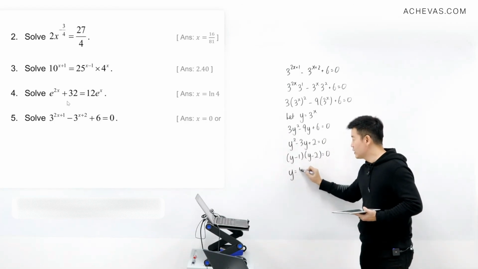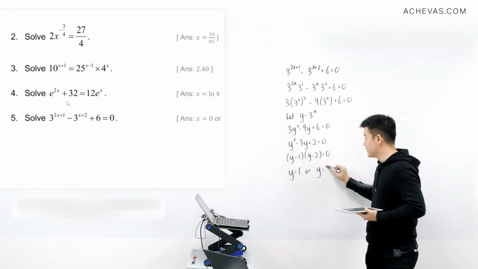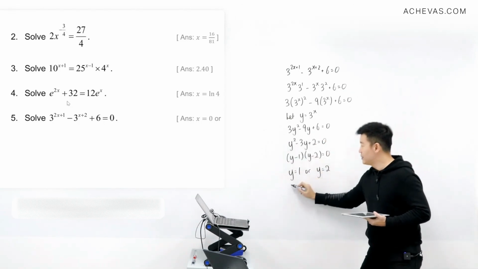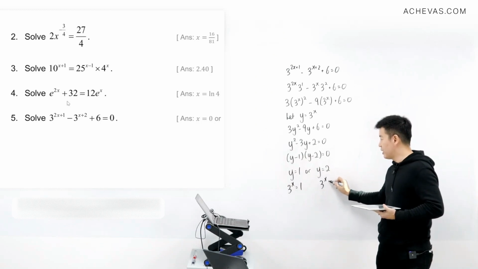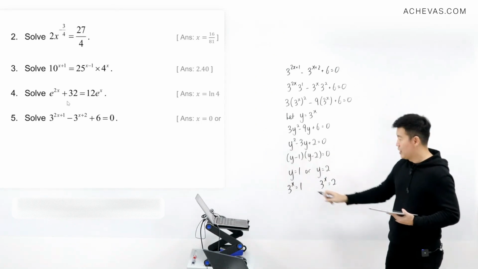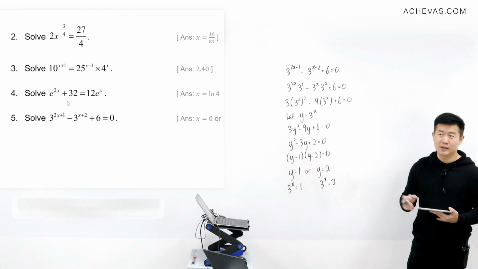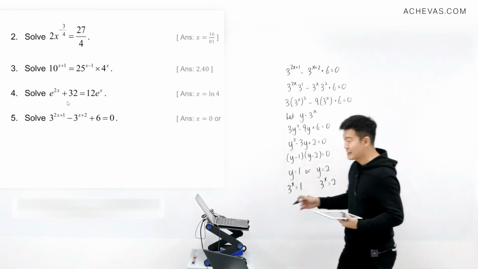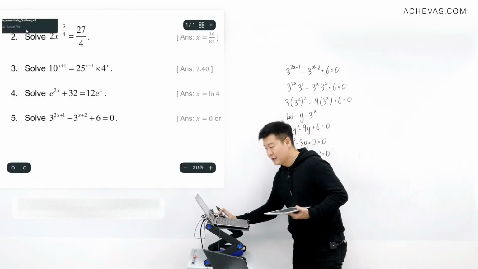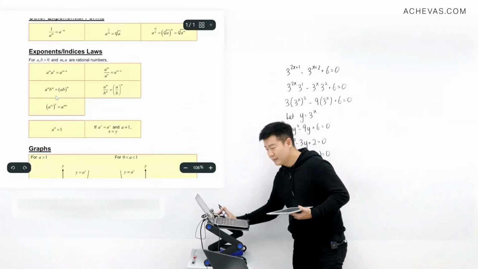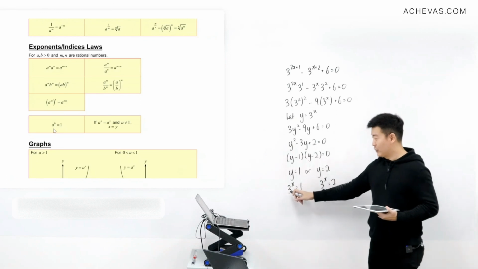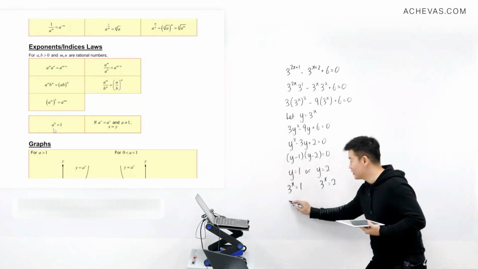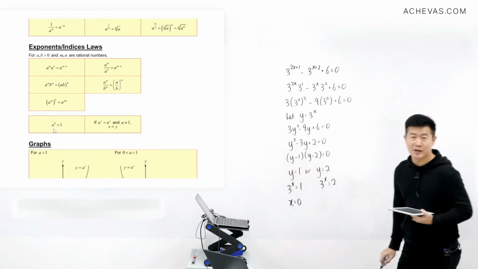So y is equal to 1 or y is equal to 2, and y represents this 3 to the power of x. So 3 to the power of x is equal to 1, and 3 to the power of x is equal to 2. What does this say about x? We have discussed this. It is here. A to the power of 0 is 1. So if 3 to the power of x is 1, this tells me that x must be equal to 0.